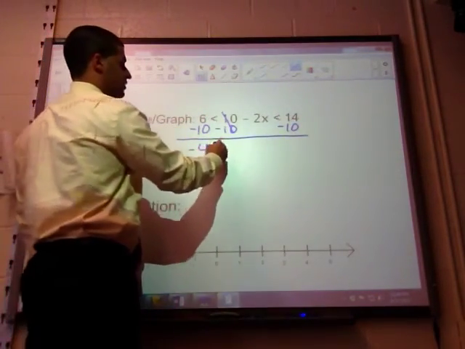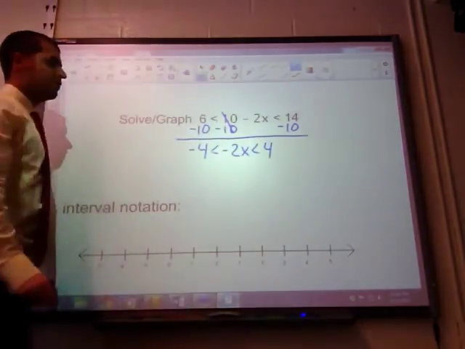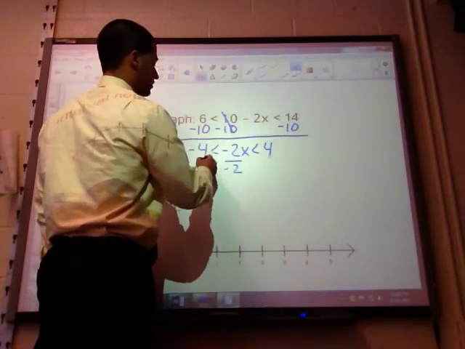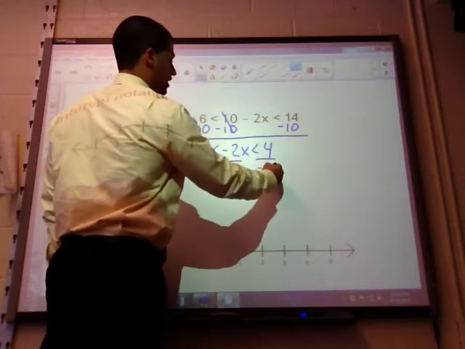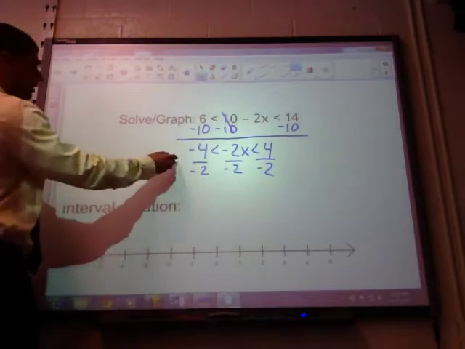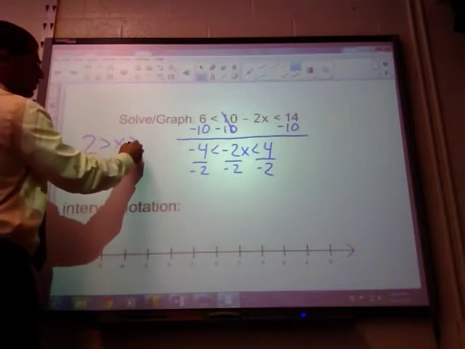So negative 4 is less than negative 2x is less than 4. Now I think everyone can identify what's going to happen next and see the problem. So we're going to have to divide by negative 2. And when we divide by negatives and we have an inequality, we have to flip our signs. So what's going to happen is we're going to have 2 greater than x greater than negative 2.